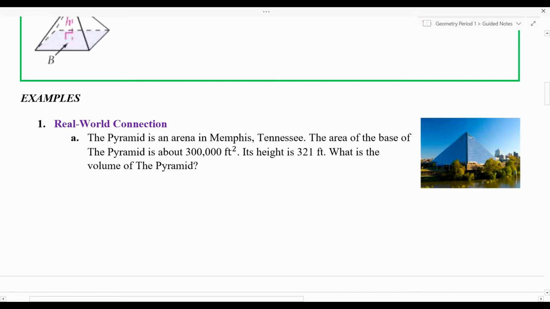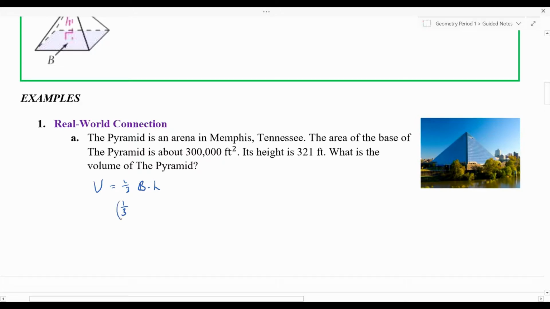Our first example: the Pyramid is an arena in Memphis, Tennessee. The area of the base of the pyramid is 300,000 square feet. Its height is 321 feet. What is the volume of the pyramid? We're going to use the formula, volume equals 1/3 the area of the base times height. They gave us everything we need, so all we have to do is plug the values into the formula and calculate.